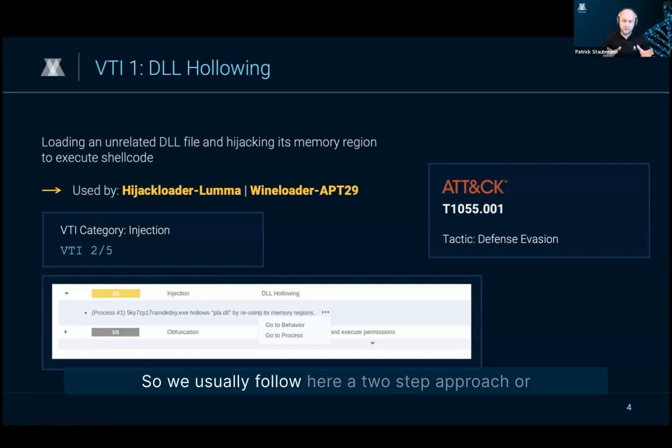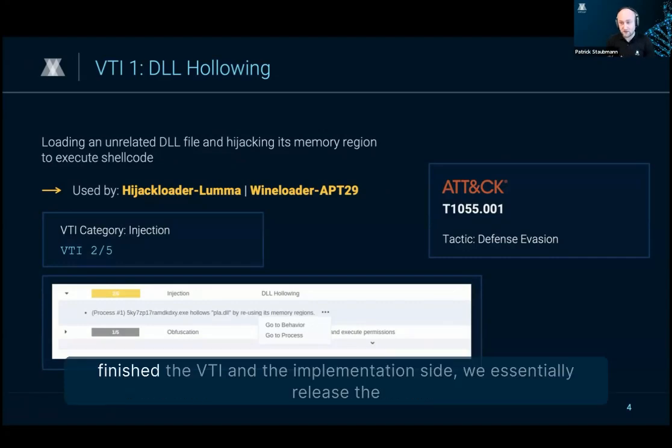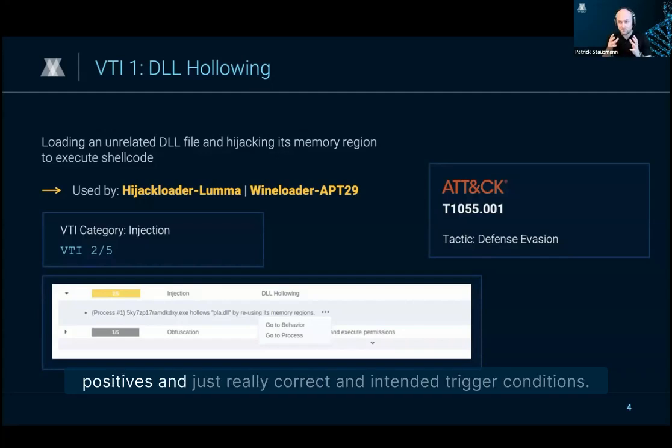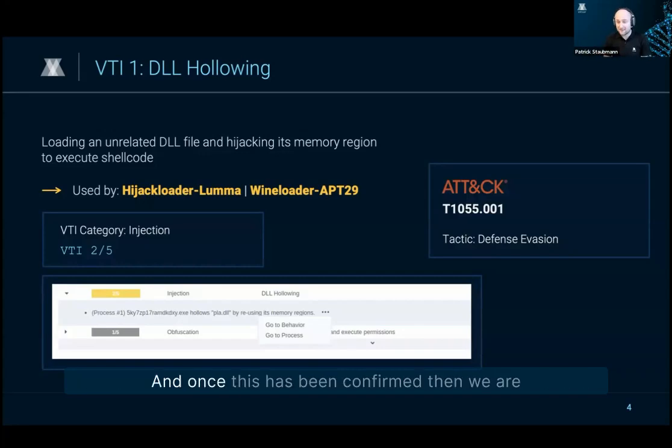So we usually follow here a 2-step process where once we have finalized the VTI and the implementation side, we essentially release the very first stage of that with a lower score. In this case, as you can see, it's a 2 out of 5 score. Then we just let this run for 1 or 2 weeks and ensure that we don't observe any false positives and just really correct and intended trigger conditions. And once this has been confirmed, then we are basically going to increase this to a higher score.